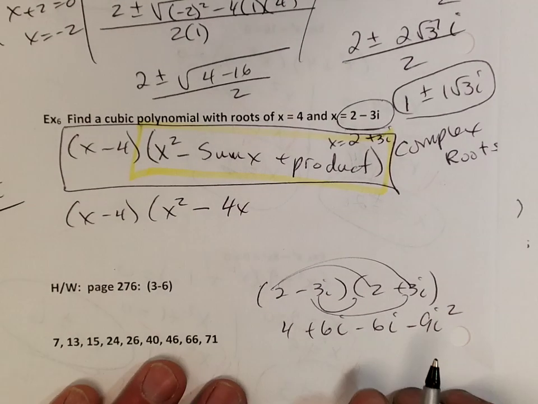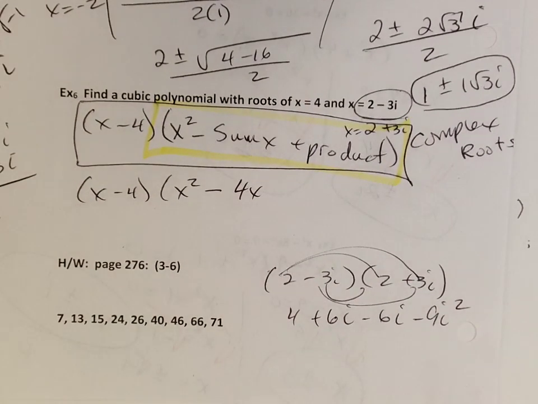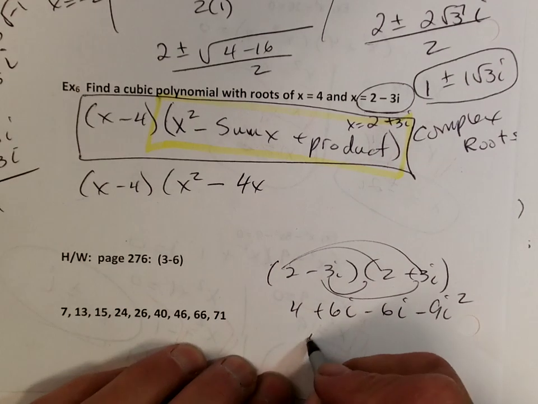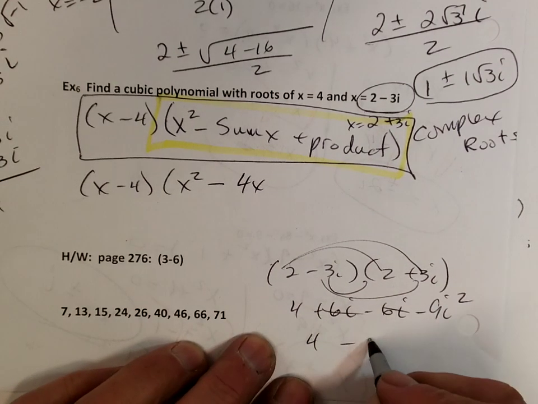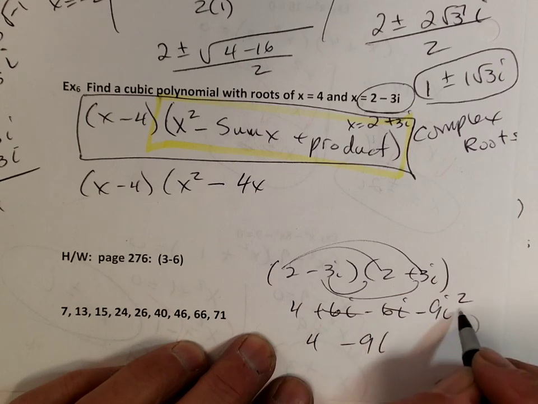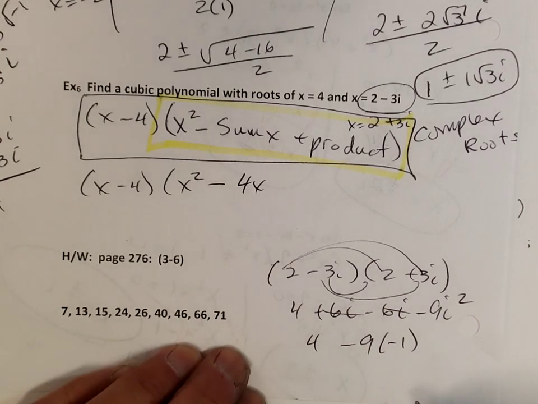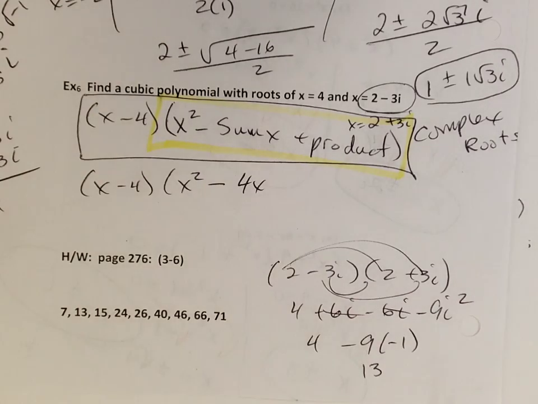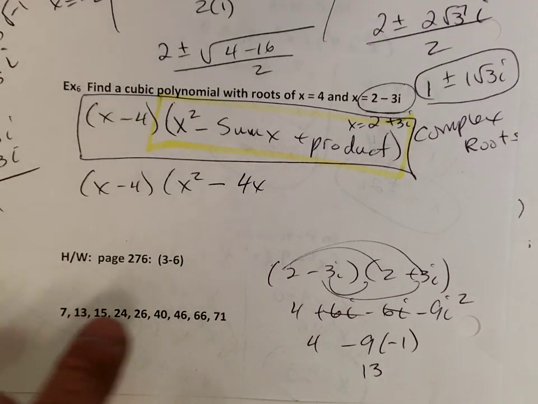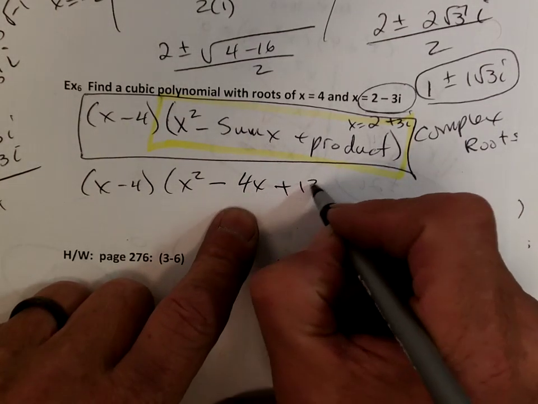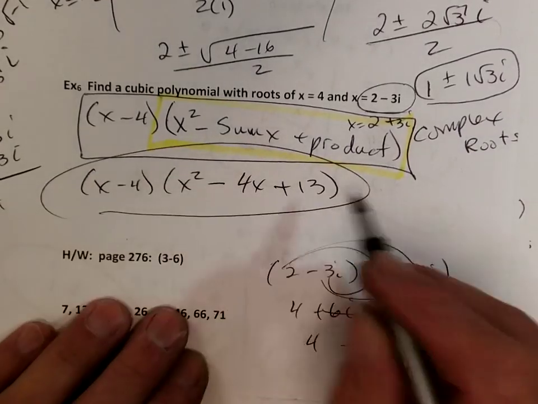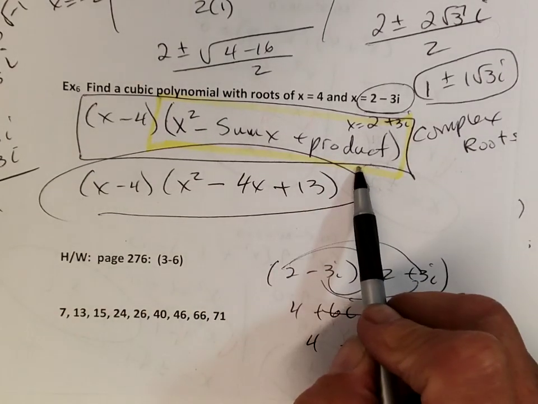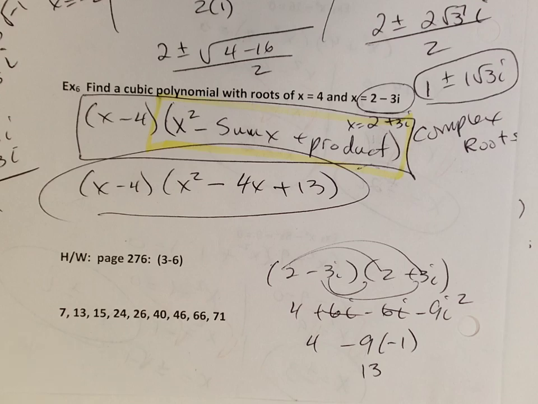Hey, that looks exactly like what we had, right? Which is 4 minus 9i squared, and i squared is negative 1, so what do we get? 13. So I'm going to get plus 13. That is a lot faster and a lot easier than what I did on the board.